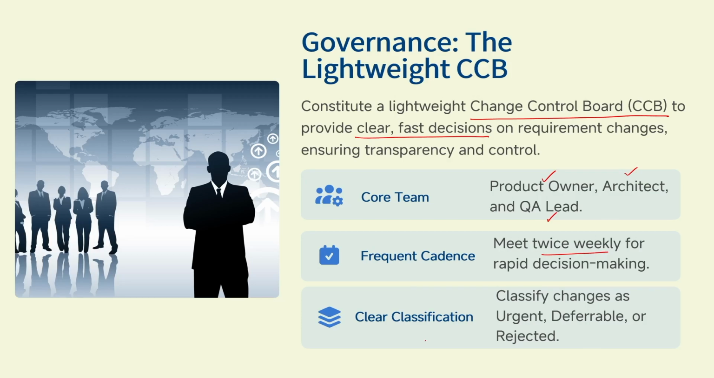So they will classify the change requests that they have got from the stakeholders as either urgent, deferrable, or rejected. So what is urgent? It is going to be the change request where you have to do it in the same release. It is very urgent. It is functionally vital. Deferrable, you can wait for at least the next version. Rejected, meaning you are not going to consider that change request.